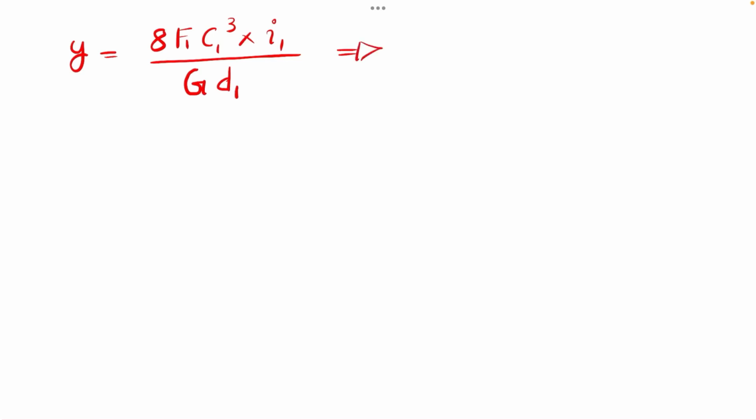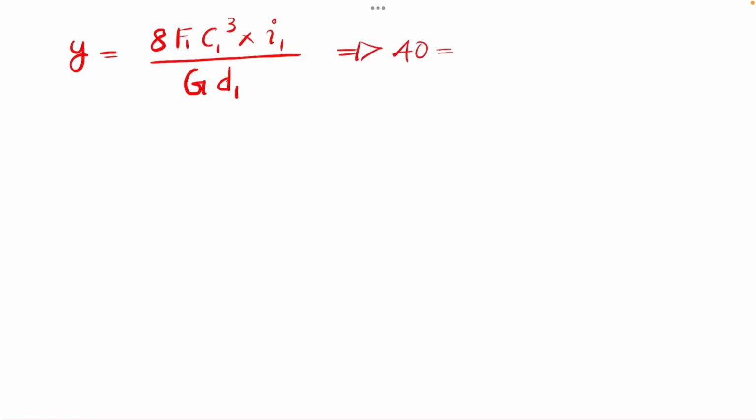Next is to find the number of active coils in each spring. For that we will be making use of the equation for deflection. So here the deflection equation we have is Y equal to 8 into F1 into C1 cube into I1, where I1 is the number of active coils in the outer coil, divided by G into D1. Here the rigidity modulus is also the same for both the springs.